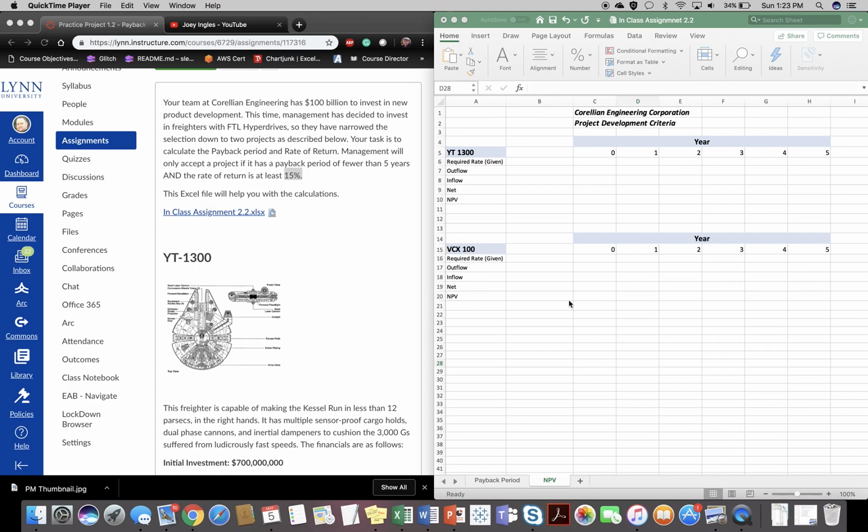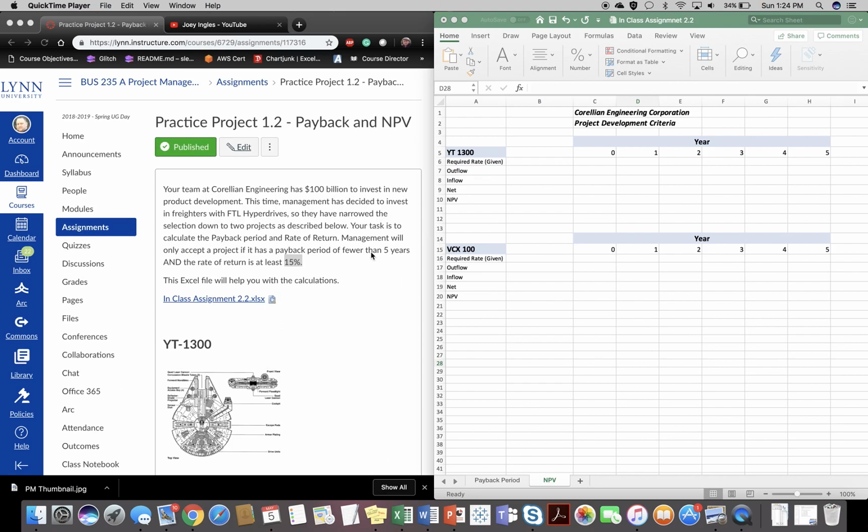Hey folks, today we're going to take a look at the net present value formula as it applies to the practice project 1.2 in our project management course. Now the net present value is a function of the required rate of return, the 15% here, and the income that you get for the different years of your particular project.